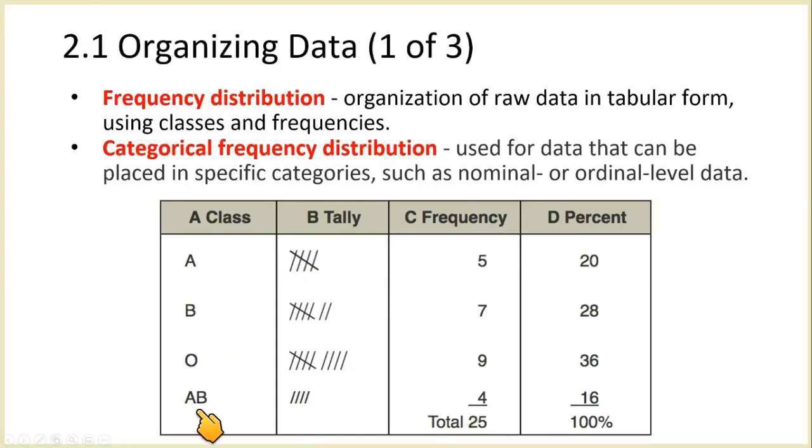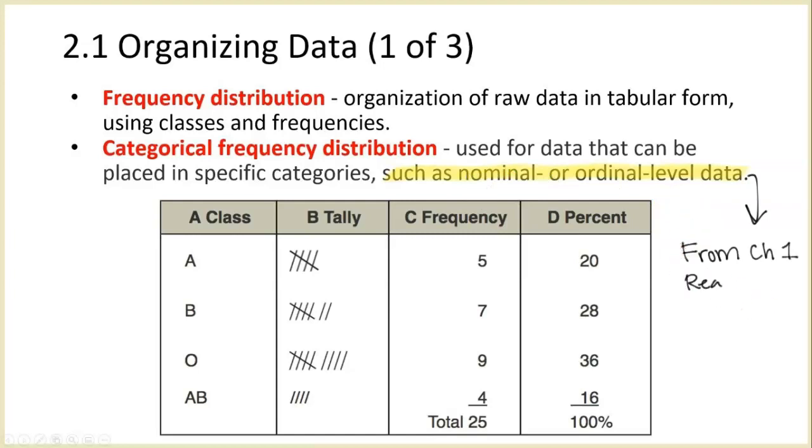You may not know that, but the A, B, O, and AB are the 4 different types that your blood type could be. And this particular table is called a categorical frequency distribution. It displays categorical data, and that's something that comes from chapter 1 in your reading. Categorical data is any data that can be nominal or ordinal. And so that information comes from chapter 1.